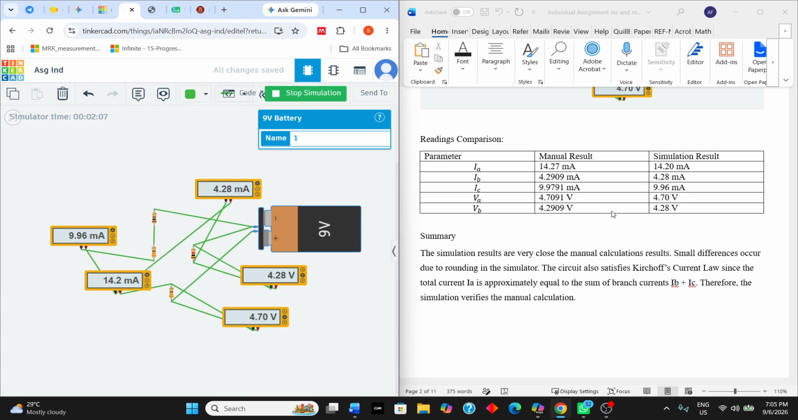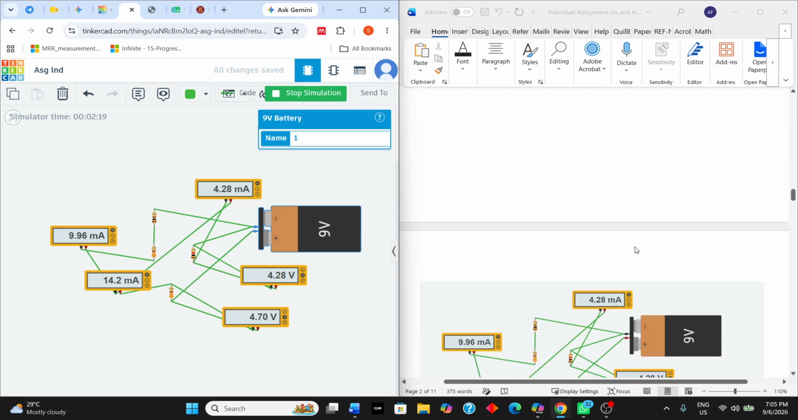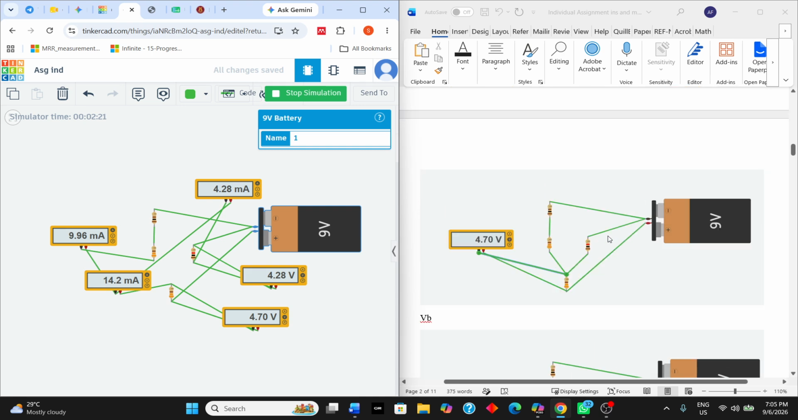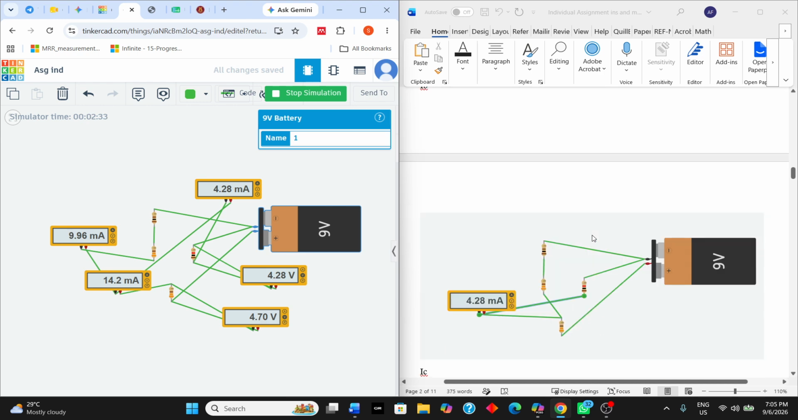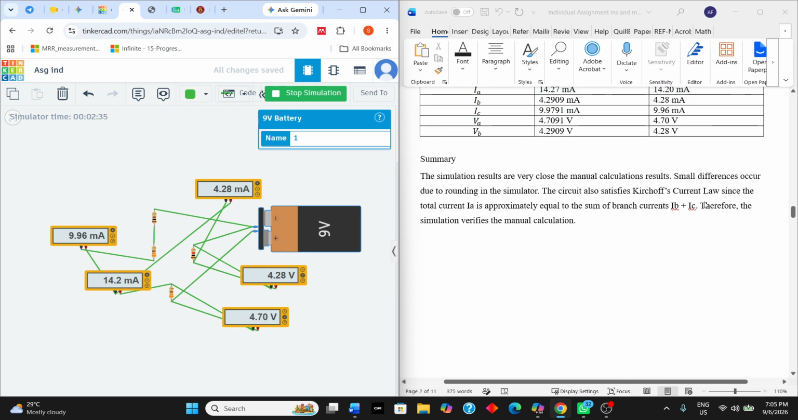The small difference occurred due to rounding in the simulator, because Tinkercad usually rounds off the numbers, so it can be slightly different from our manual results. The circuit also satisfies Kirchhoff's current law. We can test the final answers with KCL, and we can see that the current in is equal to the current out. So the conclusion is correct, which is good.